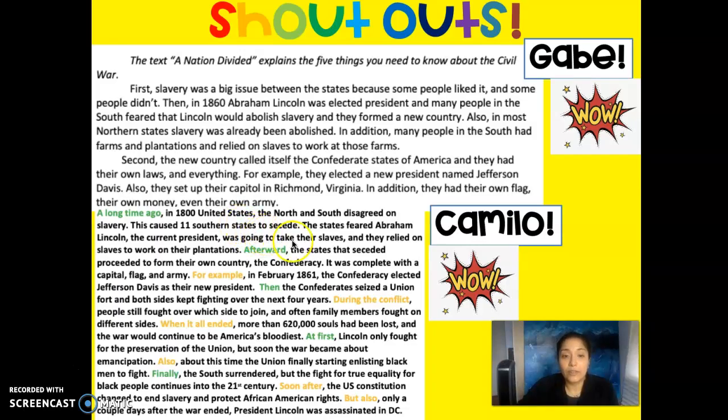So just looking at the green, you can see that there are 1, 2, 3, 4, 5 main ideas in this text. And there were 5 main ideas. So that's awesome organization. What is one thing that you can shout out Gabe or Camilo for from their work?